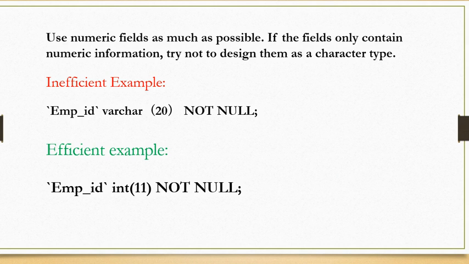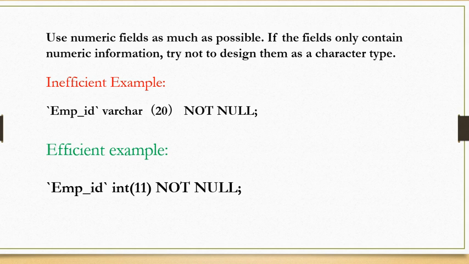use numeric fields as much as possible. If the fields only contain numeric information, try not to design them as a character type. You can see here the inefficient example: employee ID is the column name and the data type is varchar, size 20. You should not use this type of data type when the column is numeric. The efficient example is employee ID with the data type int.